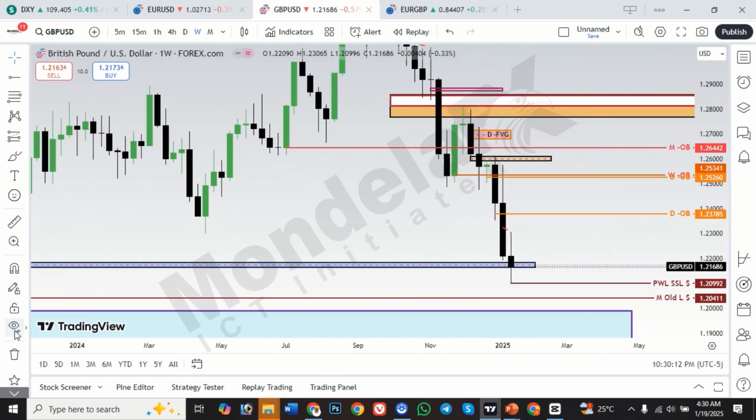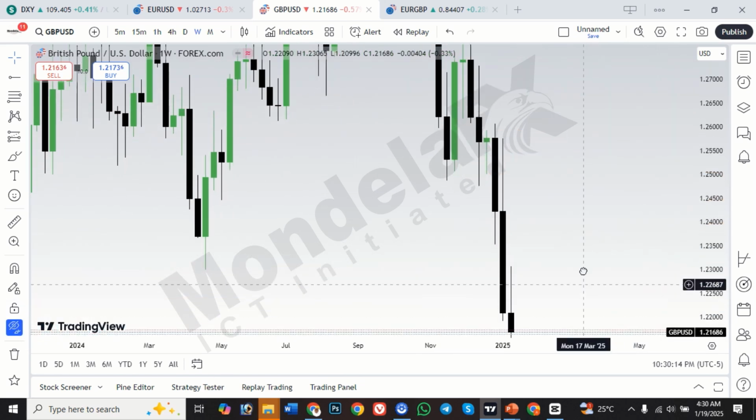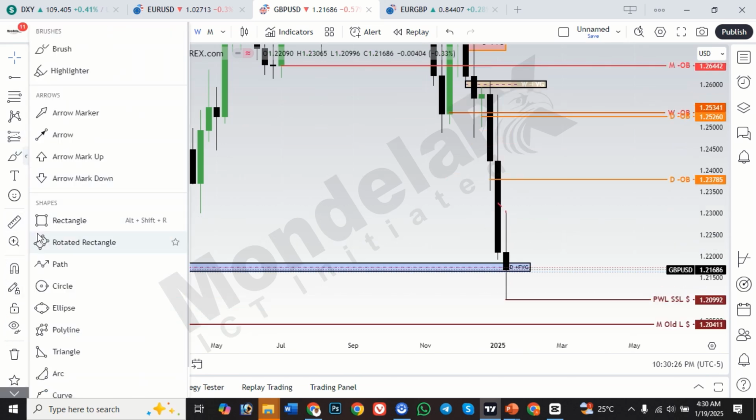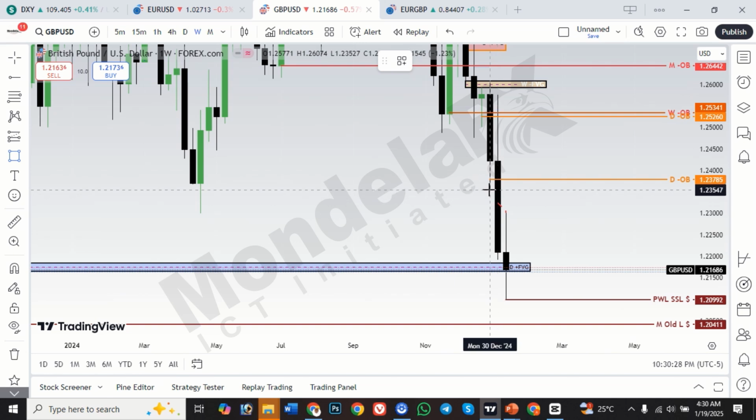What can you see? If your eye is very smart, if you have seen anything very good there, good. If you have seen a fair value gap, good. Look at it right there. See a fair value gap here. See a fair value gap here. That is a premium fair value gap. So I'm going to mark it now. Weekly fair value gap.